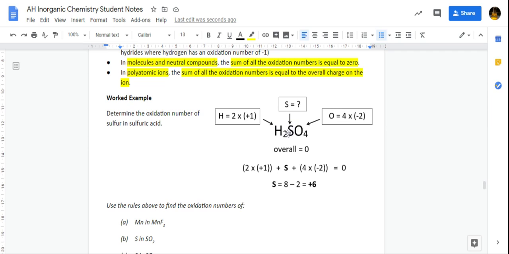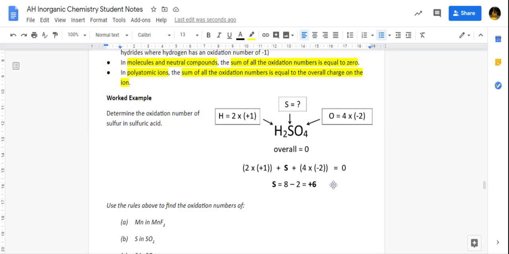We're trying to find out the sulfur. If we have a look at the oxygen, it has an oxidation number of -2, and there are 4 of them. So we have 4 lots of -2. So our 2 lots of +1 from our hydrogen, plus our sulfur, which we're trying to find out, plus our 4 lots of -2 from our 4 oxygens must add up to 0. Rearranging that to find out what sulfur is, we find that it's 8 minus 2, and it gives us an oxidation state of sulfur of +6.